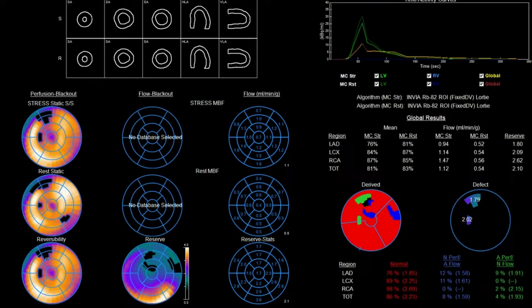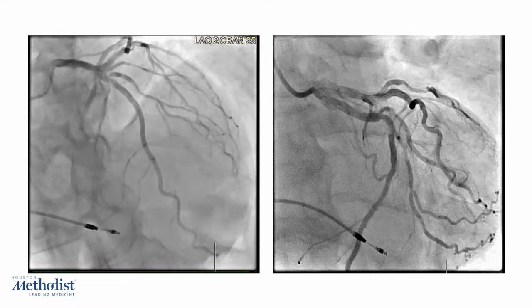So we have two findings here. We have inflammation on the sarcoid study, but at the same time, we have a high calcium score and low stress flows in all three coronary vascular territories. In the interim, the patient is complaining of intermittent chest pain that is non-exertional. At one point, the patient complained of persistent chest pain, so he was sent for a cardiac cath.